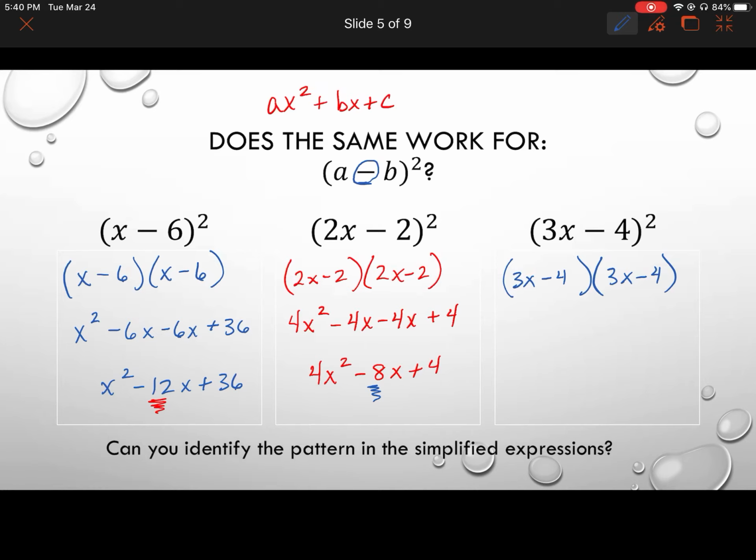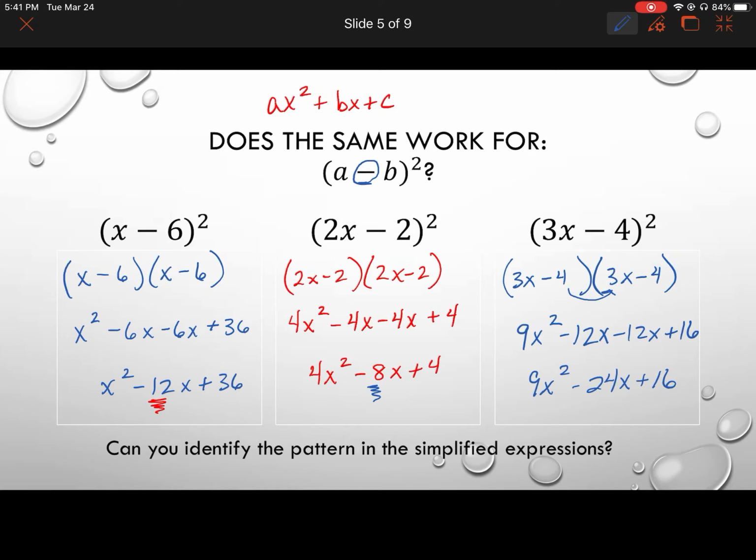First times first would be 9x squared. Outside times outside, minus 12x. Inside times the inside, right? Or right here, negative 12x. And then last times last, plus 16. Combine like terms once again. And what do you know? It's an even number in the middle.